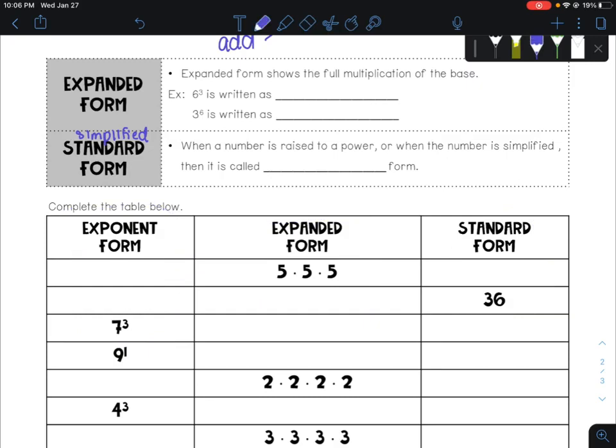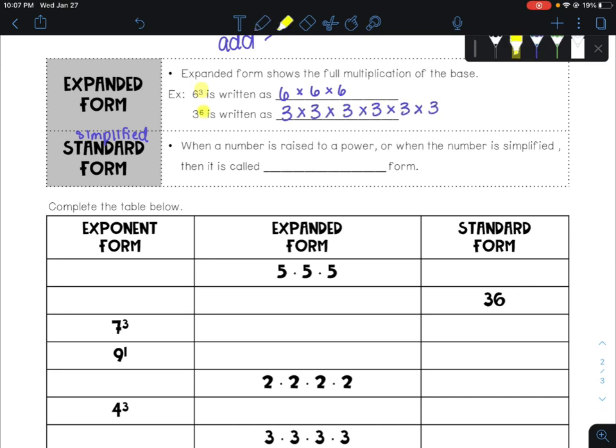Expanded form shows the full multiplication of the base. So 6 to the 3rd power means 6 times 6 times 6. So remember that little exponent is counting how many times the base gets multiplied. So here, now it's 3 as the base, but 6 of those getting multiplied.